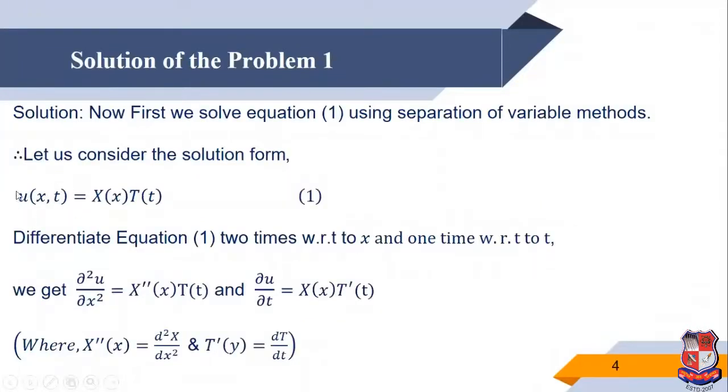So del u by del t, that means differentiate this equation with respect to t but one time, and this equation differentiate with respect to x but two times. So we get del square u by del x square is X double dash T, and del u by del t is X T dash. Obviously X double dash is a second order ODE, d square X upon dx square, and T dash is dT by dt, capital T by small t.